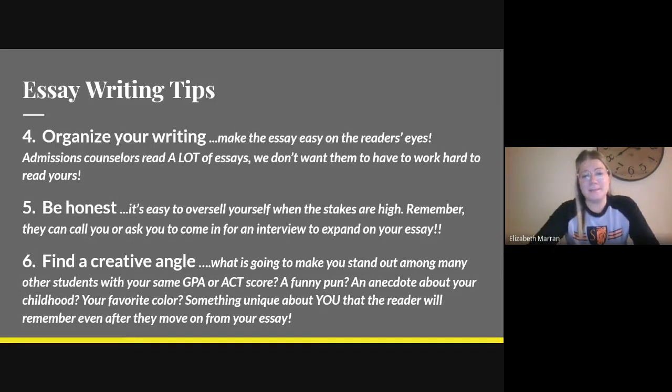The fifth tip is to be honest. It's easy to oversell yourself when you know the stakes are high, or you're feeling really passionate about getting into this college. But just remember that the admissions committee can call you and ask you over the phone to expand on something they read in your essay, or ask for a certification or anything that you do bring up in that essay. So make sure we're being honest.